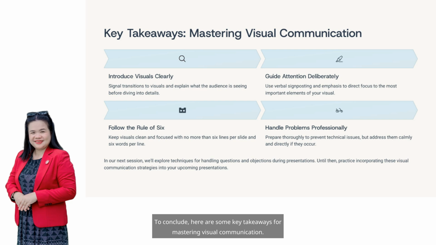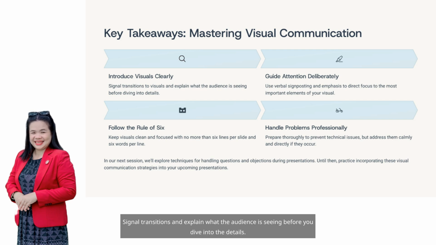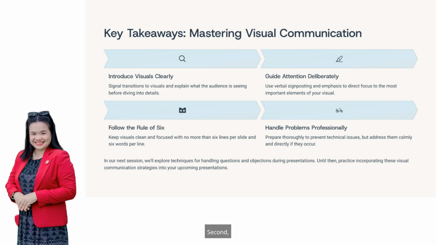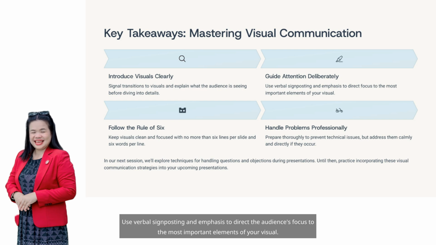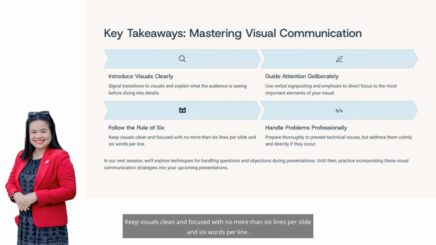To conclude, here are some key takeaways for mastering visual communication. First, introduce visuals clearly. Signal transitions and explain what the audience is seeing before you dive into the details. Second, guide attention deliberately. Use verbal signposting and emphasis to direct the audience's focus to the most important elements of your visual. Third, follow the rule of 6. Keep visuals clean and focused with no more than 6 lines per slide and 6 words per line.